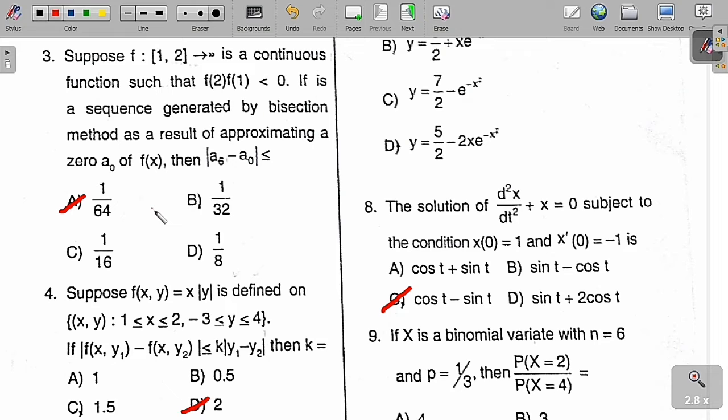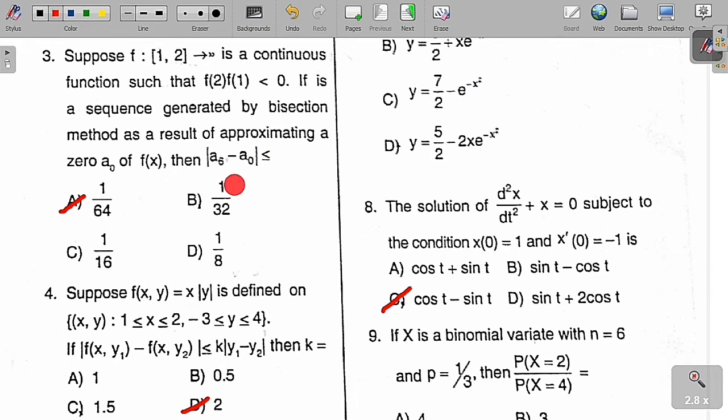So basically in this question there is a function f of x. It is defined from 1 to 2, and it is a continuous function. Now if f of 2 into f of 1 is less than 0, it means at one point you are going to get a positive value and at the other point you are going to get a negative value. So the product is less than 0. Therefore definitely at one point of x in between 1 and 2, the function is equal to 0, or you can say a root. That we need to figure out with the help of the bisection method.